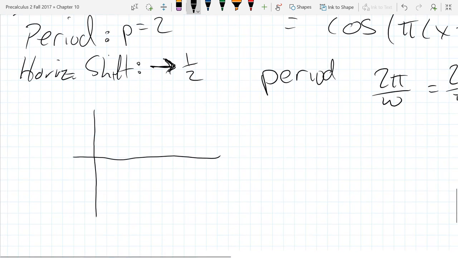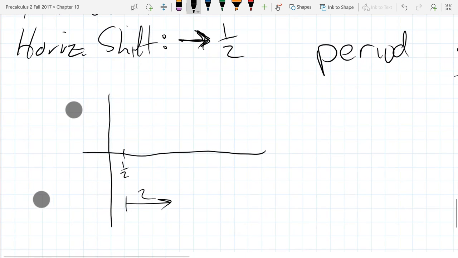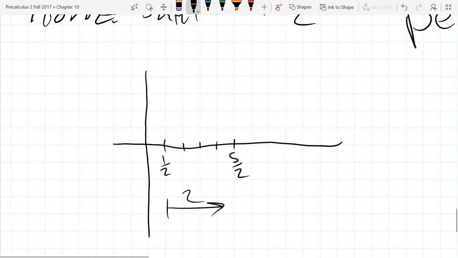So we get to pick our scale. I'm going to say that this is 1/2 right there. So each little box I'll count as 1/2 on my graph. So now I want to go 2 to the right. So I need to count over very carefully. What x value will I end at if I go to the right 2? So I end up with 2.5. So there's 1. There's 2, so this will be 2.5 or 5/2. So I'm going from 1/2 to 5/2.